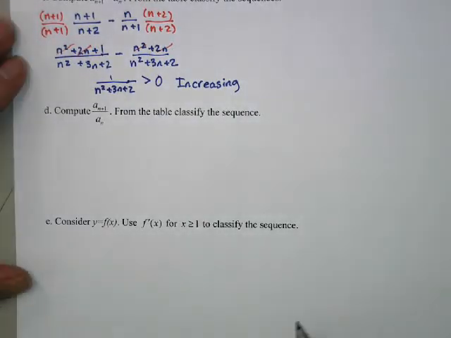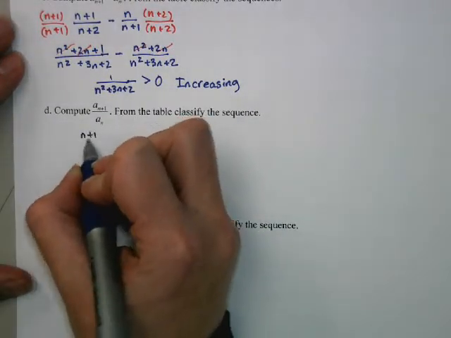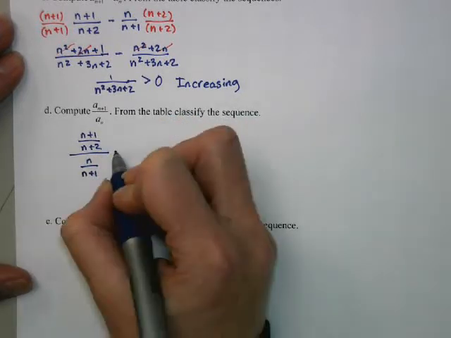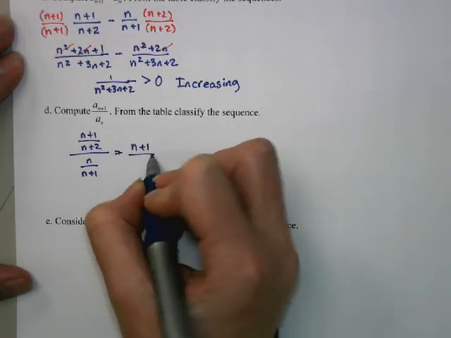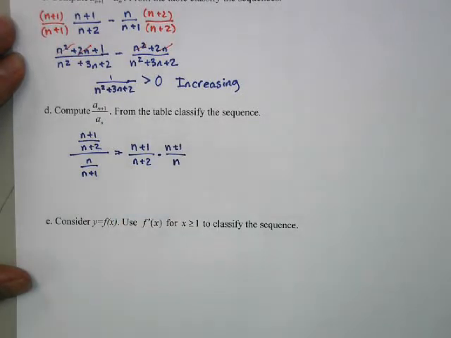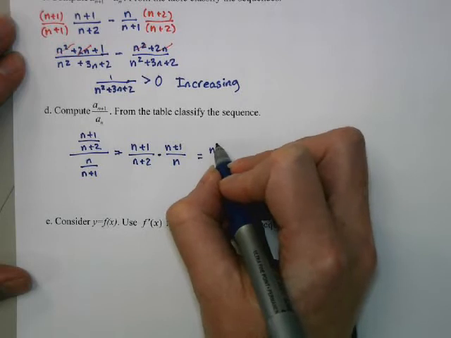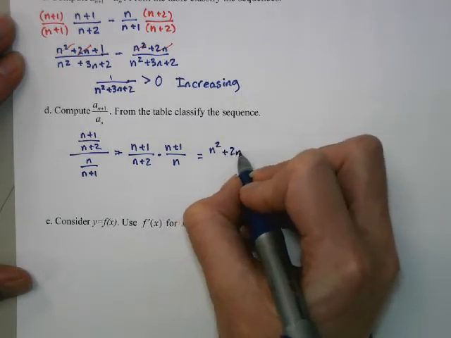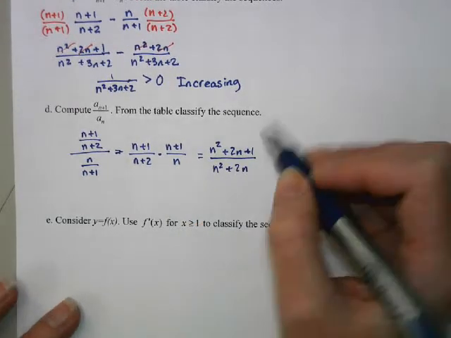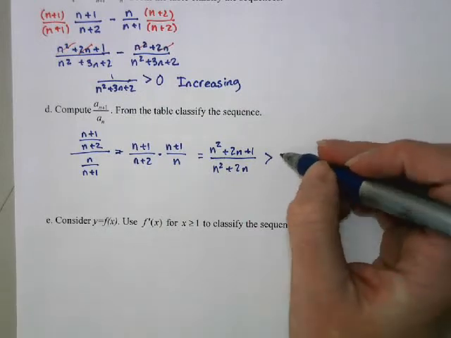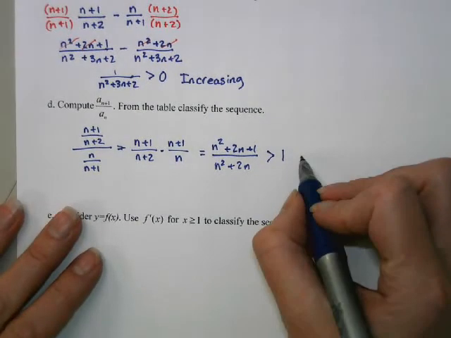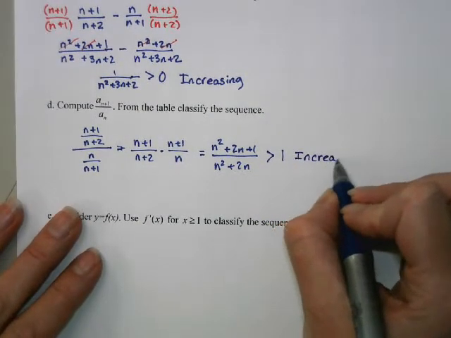Now we'll do the ratio. So I'm going to take the (n+1)th term over the nth term, so we'll have (n squared plus 2n plus 1) over (n squared plus 2n). Well, this is always going to be bigger than 1 because these are the same, and then this is 1 bigger than it. So if the ratio is bigger than 1, it increases.